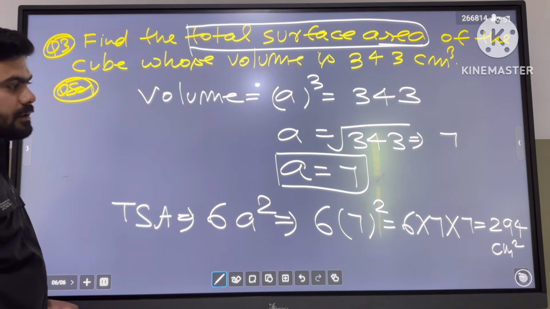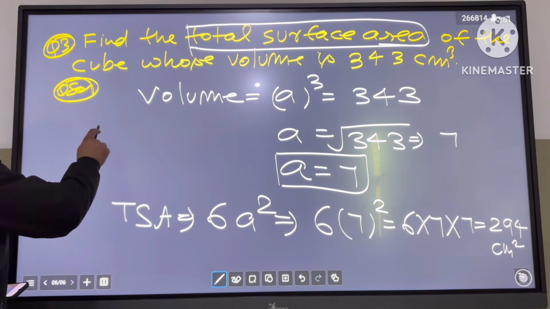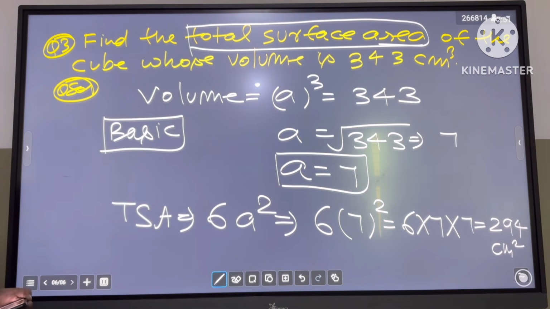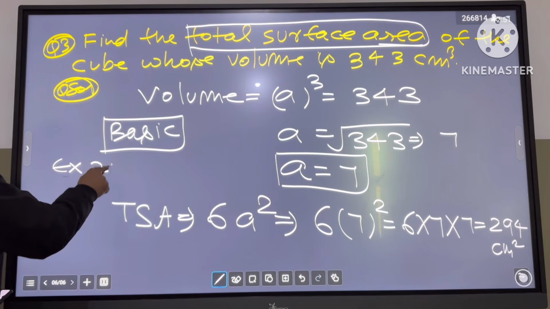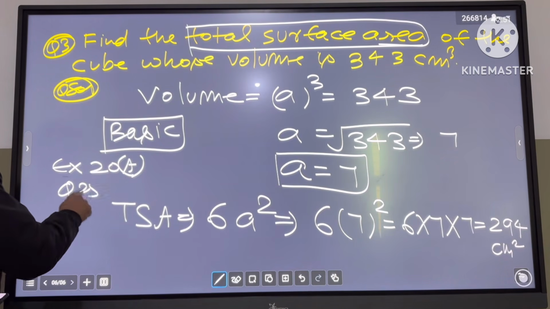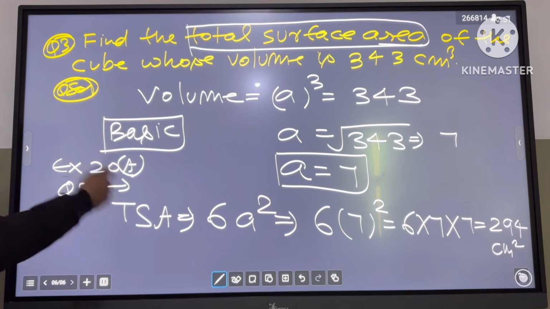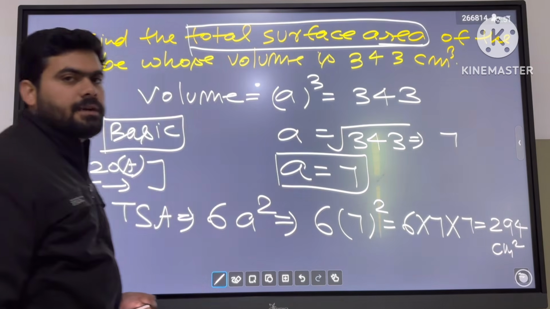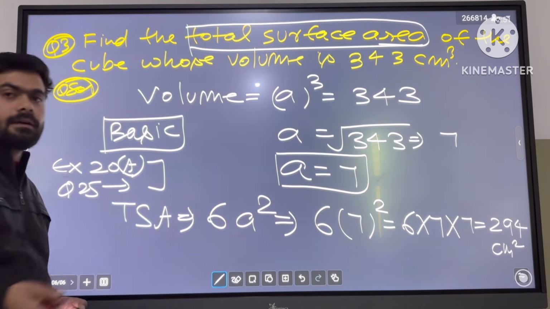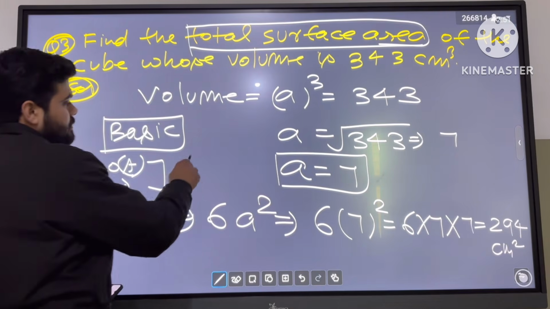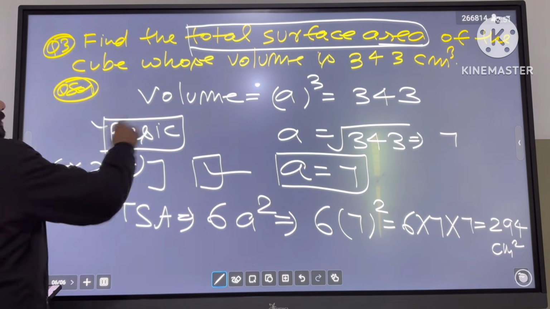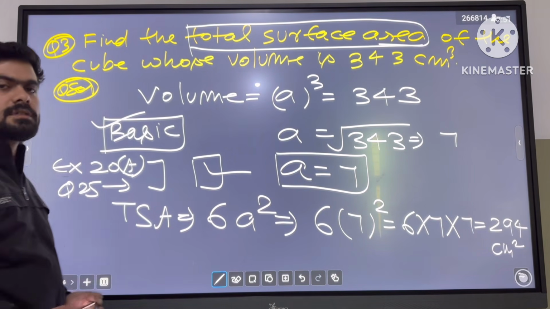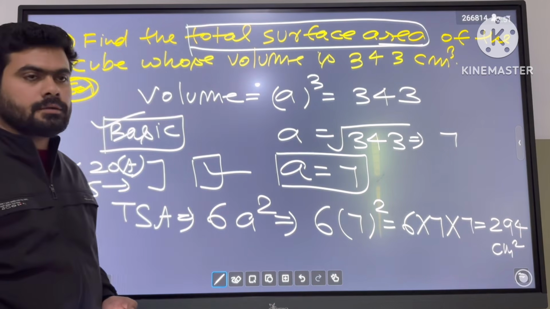So dear students, we have done some basic questions of cube. You can solve exercise 28, question number 25 to the last question. In the exercise, we have given some basic questions and some difficult questions. In this class, we have done only basic questions. In the next class, we will solve some other difficult questions based on cube.